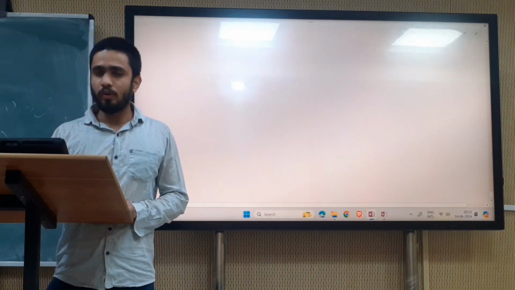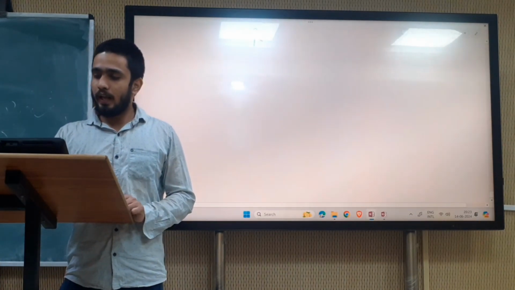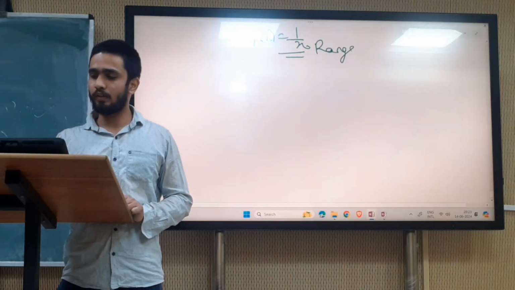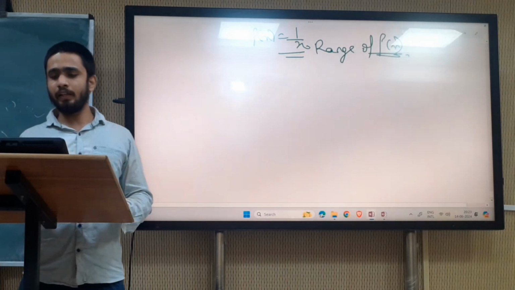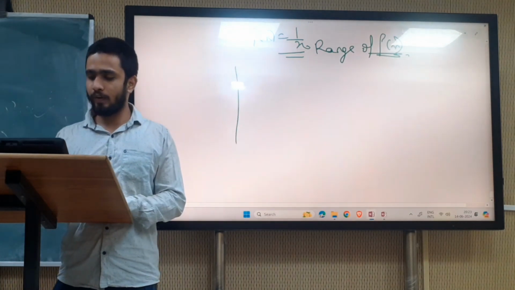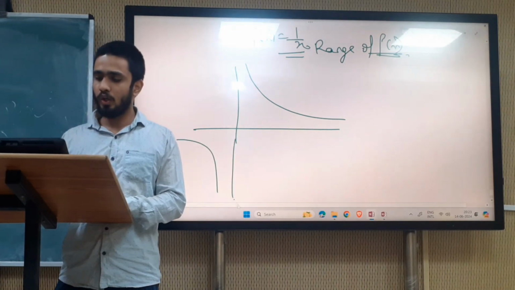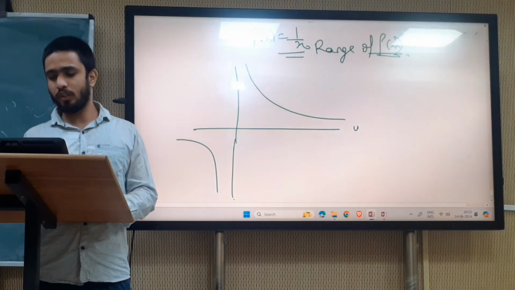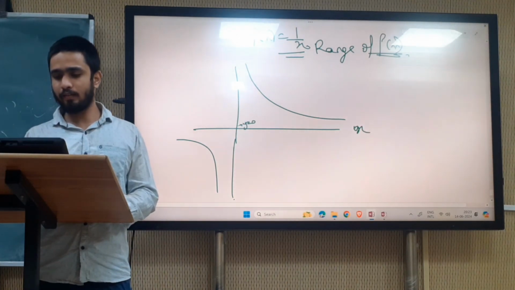Okay, so let's see what the next question is. Let f(x) equal 1 by x. What is the range of this function? We know the graph of f(x) is like this. This is the line y equals 0. This is x, this is y.